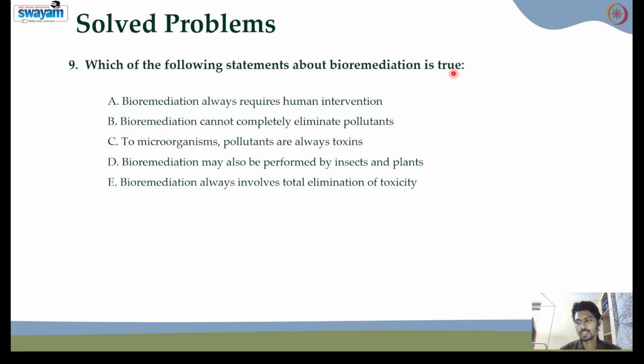Then the next question: which of the following statements about bioremediation is true? I will repeat the question. Option A, bioremediation always requires human intervention. Option B, bioremediation cannot completely eliminate pollutant. Option C, to microorganisms, pollutants are always toxins. Option D, bioremediation may also be performed by insects and plants. Option E, bioremediation always involves the total elimination of toxicity.